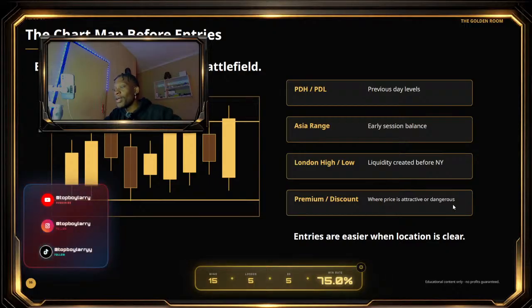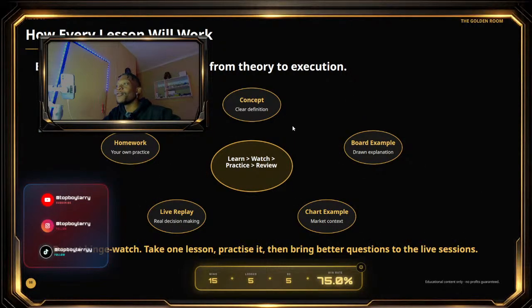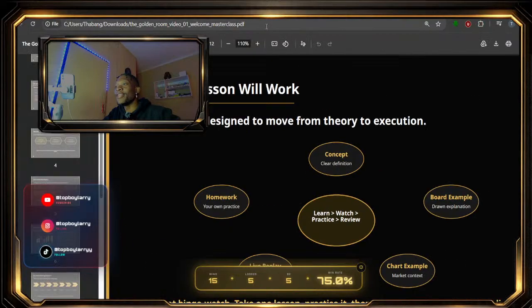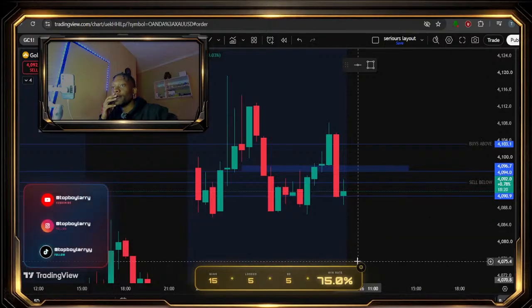Premium and discount: where price is attractive or dangerous. This is where we should understand the premium or discount. How do we know there's a premium? We look at liquidity. What is liquidity? That's where price has taken out all the new traders, all the beginner traders, and entries are easier. I'm not going to show you everything here, but this is basically what the premium lesson has.